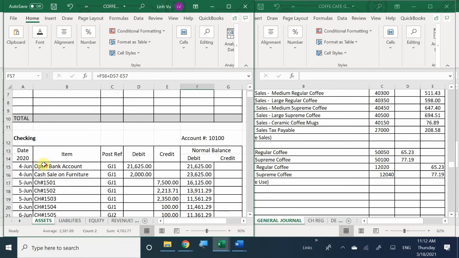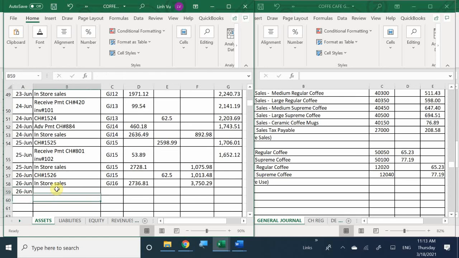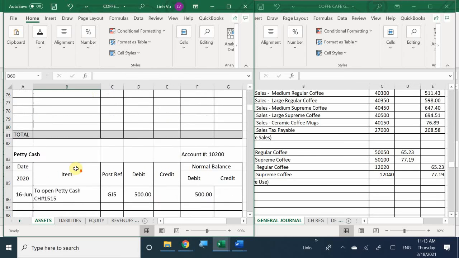So here we are. Regular coffee. We used 40 pounds. So 6/26, used 40 pounds. General Journal 16 for 65.23. So what is my new ending balance? I think I'm in the wrong account. I think you are. It was in checking. Wow. Okay, so scroll all the way down.